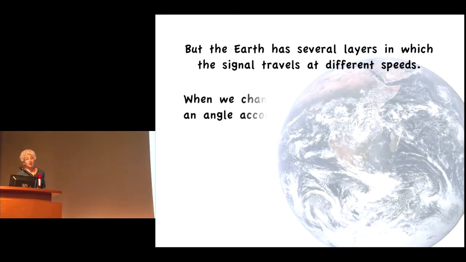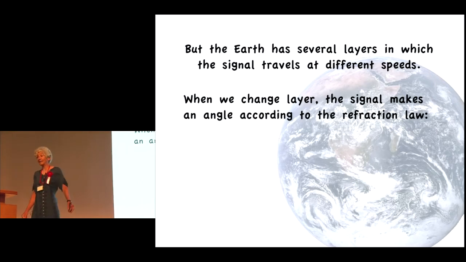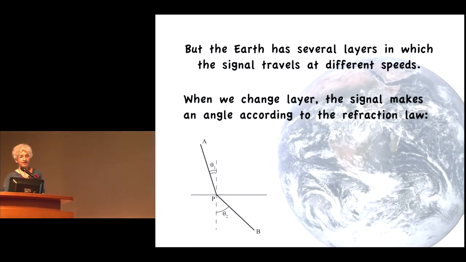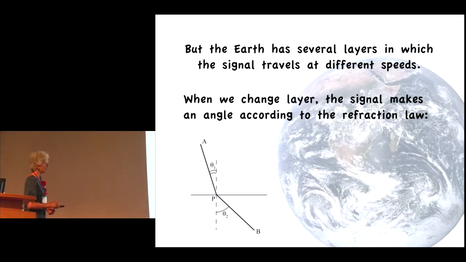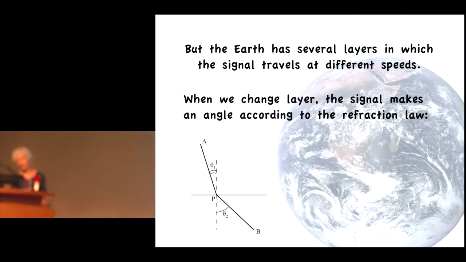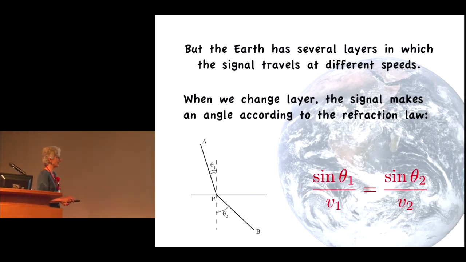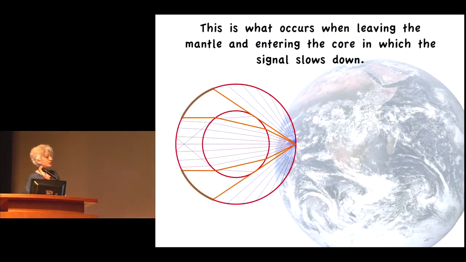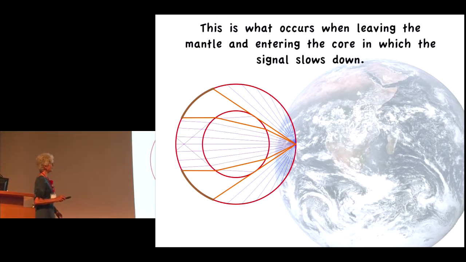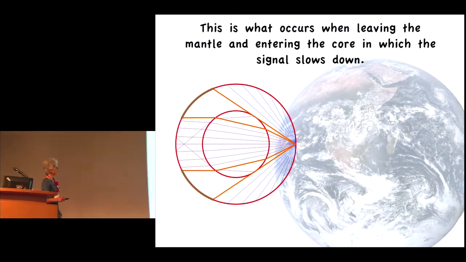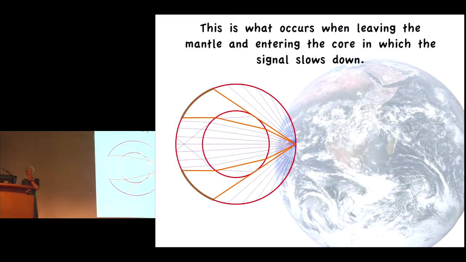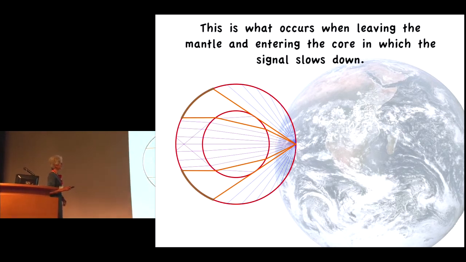So the Earth, it was known at the time of Inge Lehmann that it has several layers, and when you change layer, then you probably learned in school of the law of refraction. So if you change speed from one layer to the other, the wave will make an angle with this law. So this was the model of the Earth at the time of Inge Lehmann. You have the mantle here, and then the core. This is in fact the picture taken from her article, her toy model.